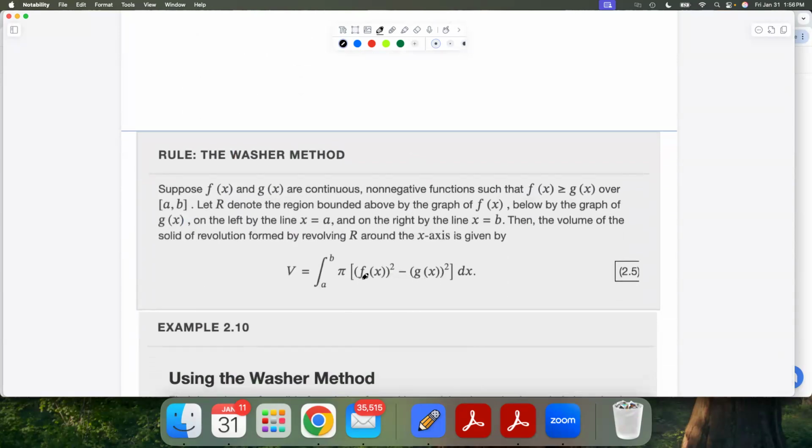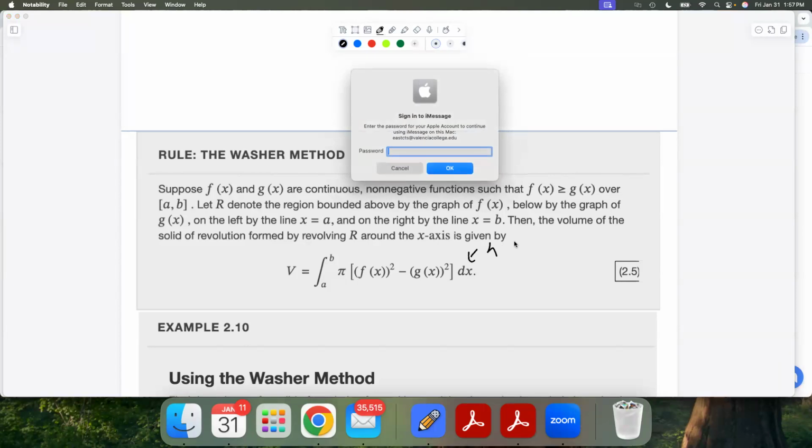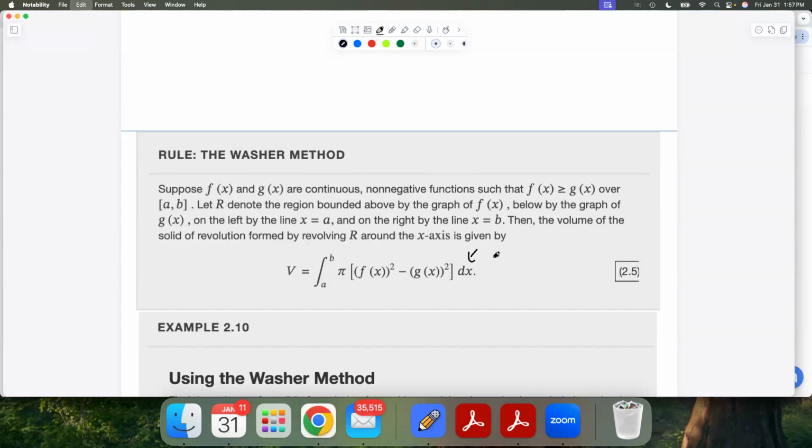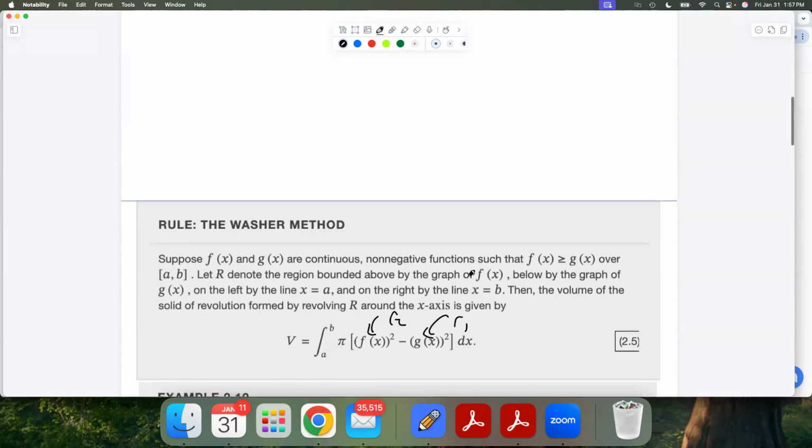Okay, so what I want you to think when you're using the washer method, dx here, that's your thickness. That's what I called H up in those pictures, the thickness of each washer, not height. This guy here, f of x, we might call R2. That's the bigger radius, and g of x is R1, the inner radius.